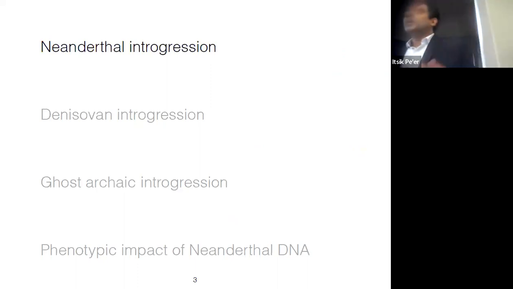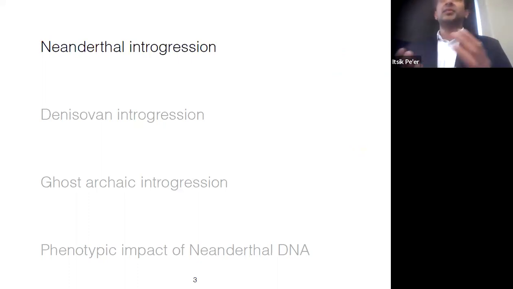So I'm going to talk about primarily admixture or introgression from archaic populations, so populations that are quite diverged from modern human populations, and what we've learned about these events and what kind of impact these events have had on biology. And so this talk is structured in 4 parts, which will discuss different aspects of this question.